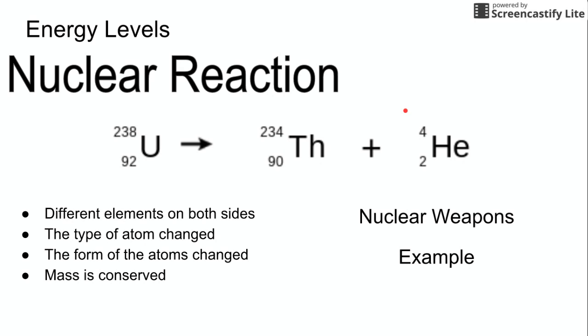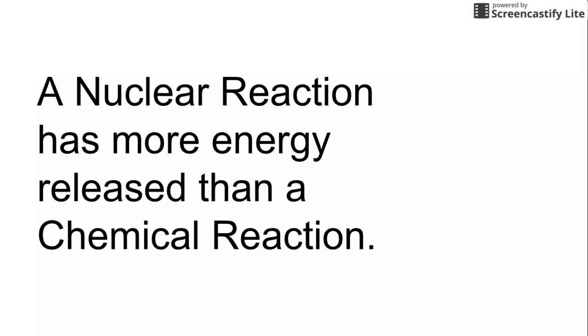So the reason nuclear weapons are in the news so much and are so catastrophic is that so much energy is released in the reaction. Because we're changing the element altogether. We're changing the protons. We're changing the identity of the whole element. So it requires lots of energy for this to happen. In conclusion, a nuclear reaction has more energy released than a chemical reaction.